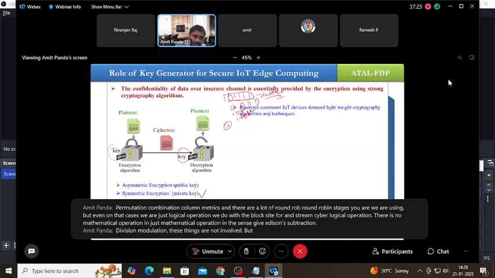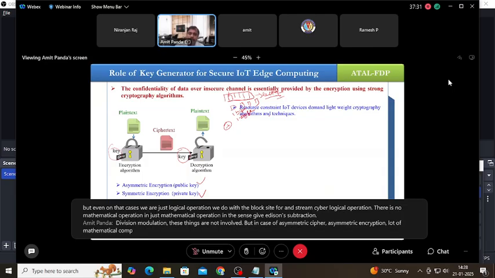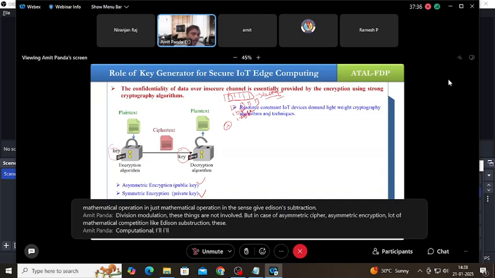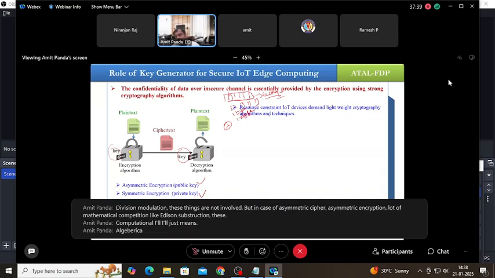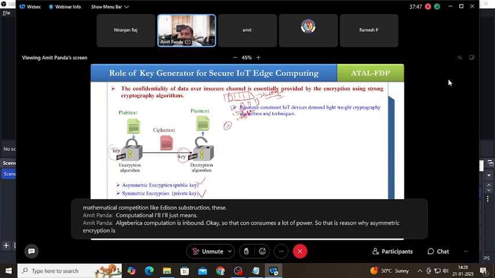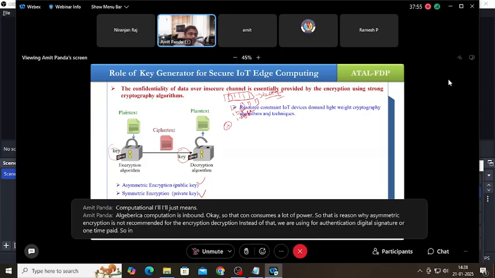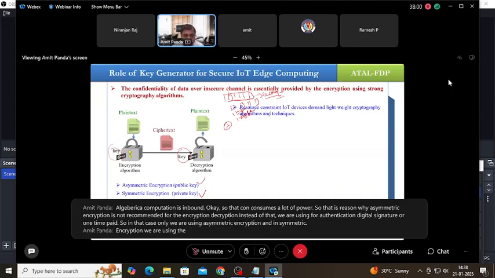But in the case of asymmetric encryption, a lot of mathematical computation like addition and subtraction, algebraic computation, is involved. That consumes a lot of power. That is the reason why asymmetric encryption is not recommended for encryption and decryption. Instead, we use it for authentication, digital signatures, or one-time pads. In symmetric encryption, we use the communication channel for continuous streaming of your data packets.